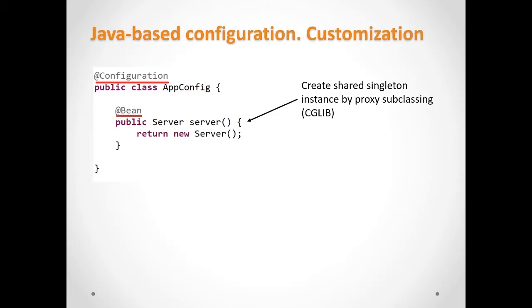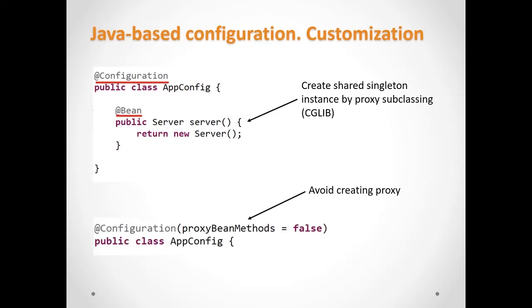Because Spring will create a proxy around the method and it will cache the bean instance after first instantiation. If you don't want this functionality and you don't want to use CGLib proxies, you can just add the attribute proxyBeanMethods, set it to false, and then this feature will not be used.